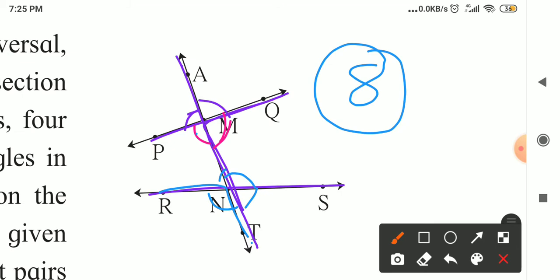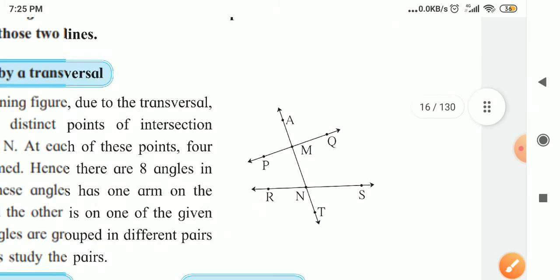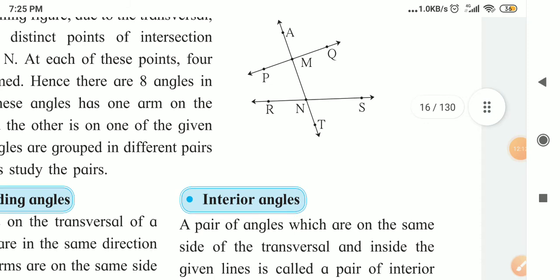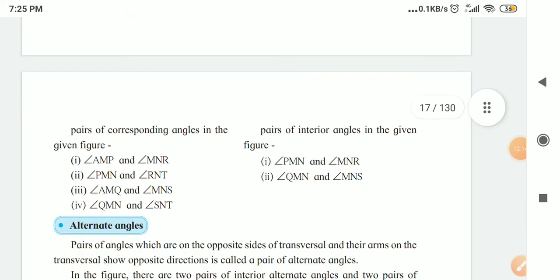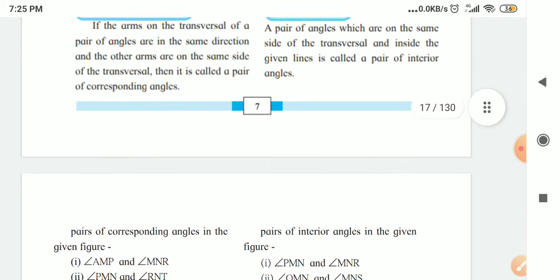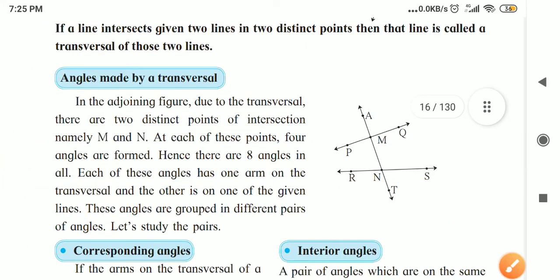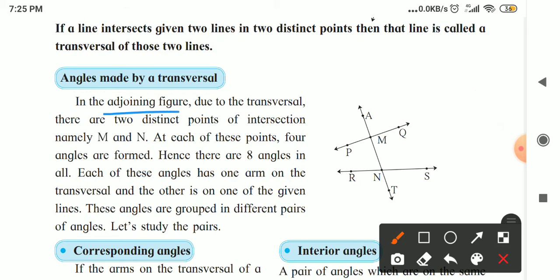8 angles it forms. Okay, and these angles are afterwards divided into corresponding angles, then interior angles, and lastly alternate angles. So here, what is the information given? Let us see. In the adjoining figure, due to the transversal there are two distinct points of intersection, and which are those 2 points? Point M and point N.